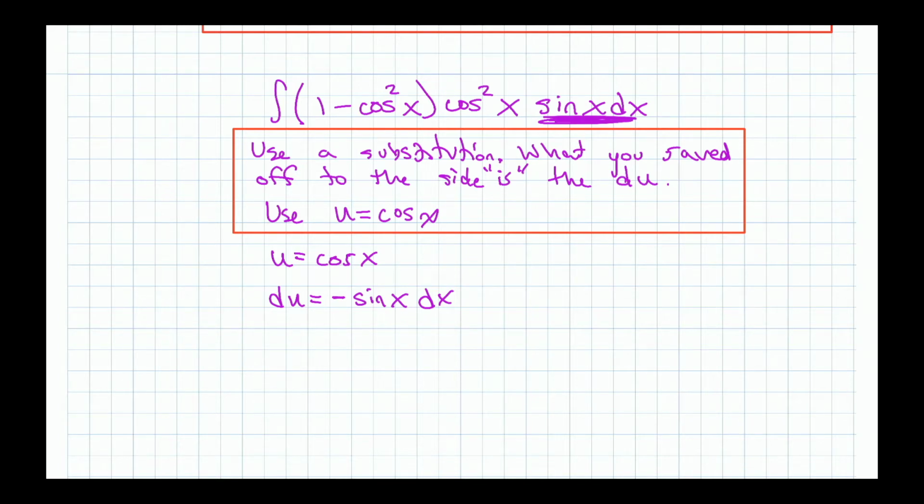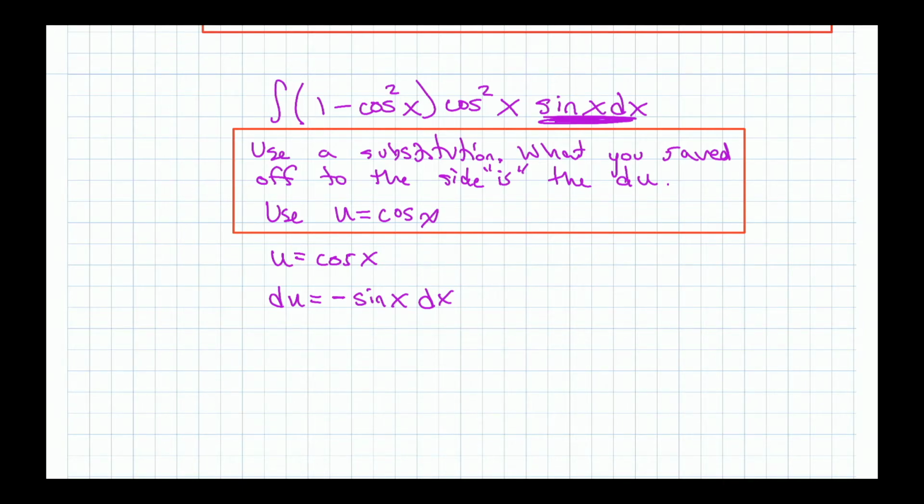Like if you had a cosine 3x, then the du would be negative sine 3x times 3, and then you'd have your dx. And so you'd have that extra 3 there, right? So keep that in mind. You have to actually do the u substitution properly here, but this will be the correct one. You still have to do it.